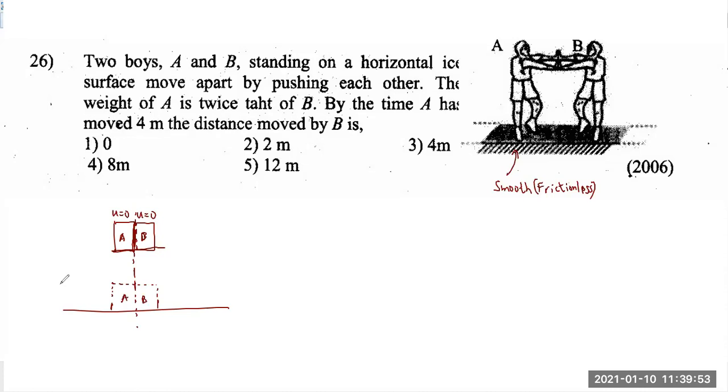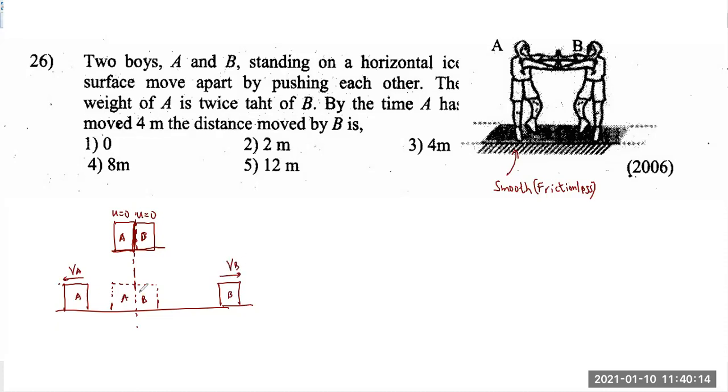Once they push each other, A will move backwards, and what have they mentioned about their masses? The weight of A is twice that of B. A will move some distance with a velocity, I'll take it as VA. And B will move with another velocity, I'll take it as VB.